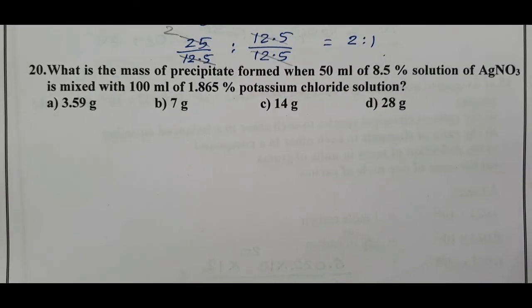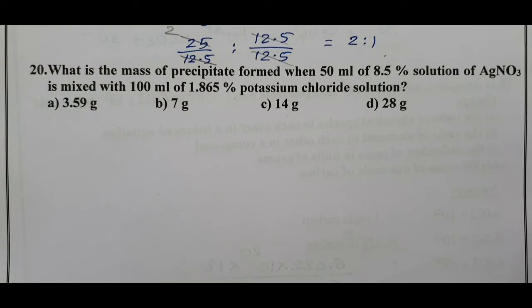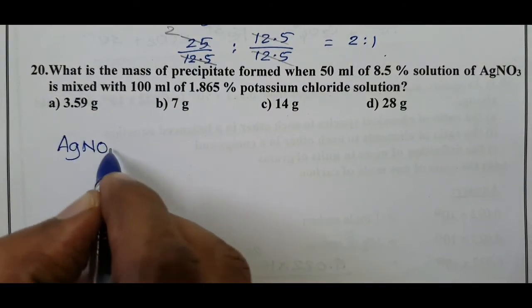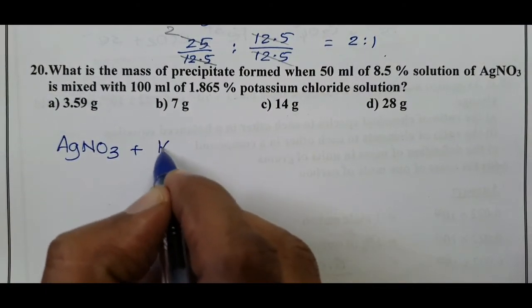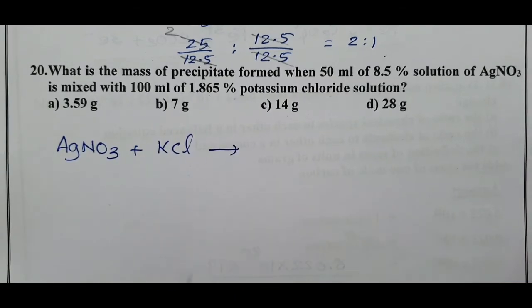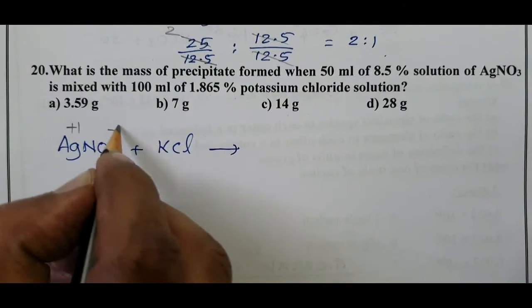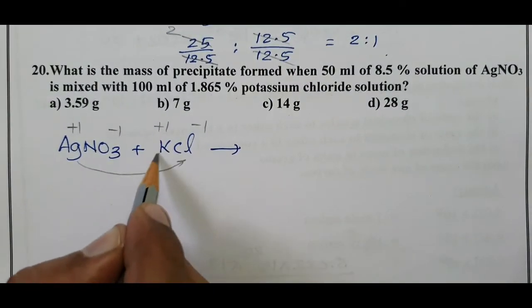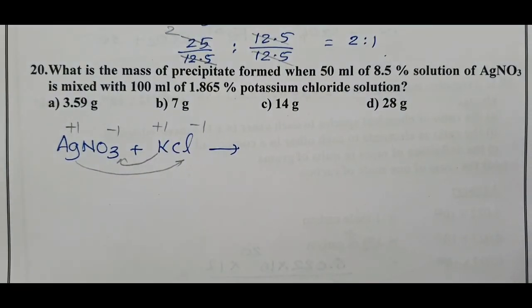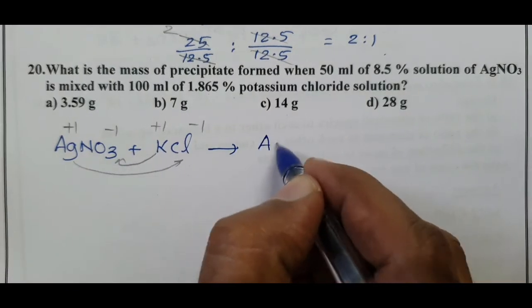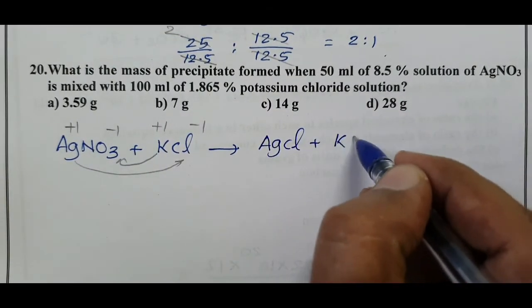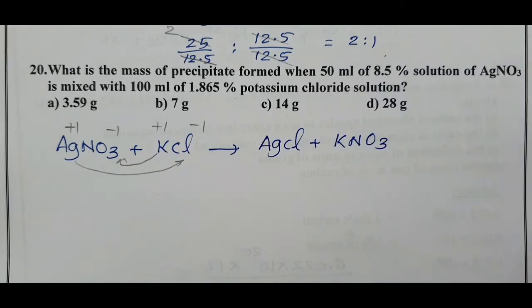First I write the equation. Silver nitrate AgNO3 when treated with potassium chloride KCl undergoes ionization, giving Ag plus 1 ion, nitrate minus 1, K plus 1, chloride minus 1. Plus combines with minus. When Ag plus combines with Cl minus it gives AgCl, and K plus combines with nitrate minus to give KNO3.